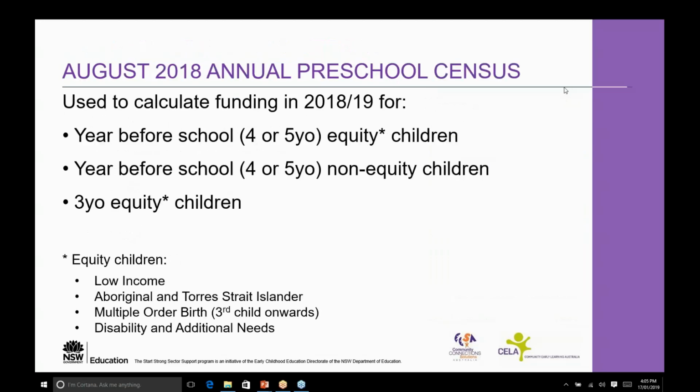Data to be entered into the calculator is drawn from 2 separate sources. The first is the data submitted as part of the August 2018 annual preschool census. This data is used to calculate the 2018-19 Start Strong funding for equity children and those in the year before school.